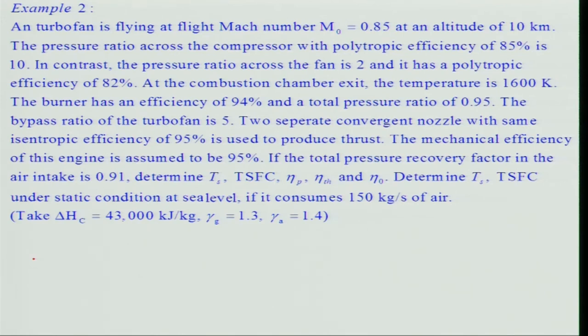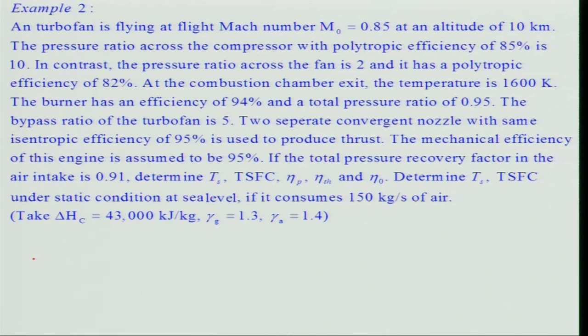At the combustion chamber exit, the temperature is 1600 Kelvin. The burner has an efficiency of 94% and a total pressure ratio of 0.95. That means 5% losses will be there in total pressure in the combustion chamber. The bypass ratio of the turbofan is 5.